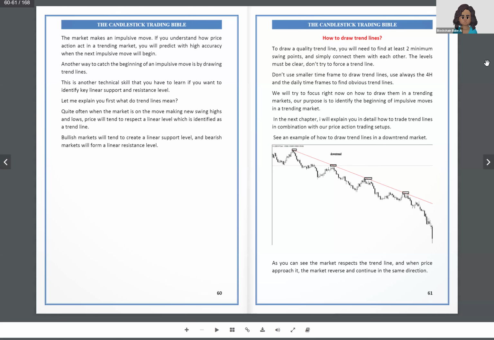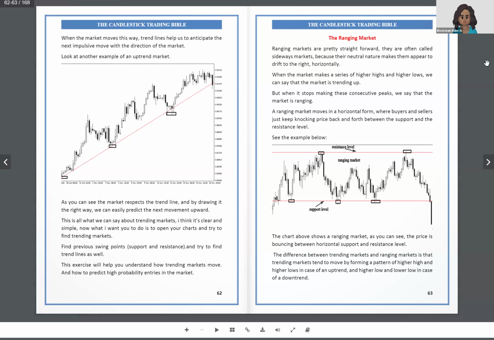So we're connecting this line, that high, and then we're going lower, connecting that line, then connecting lower. That's what the linear is. As you can see, the market respects the trend line. And when price approaches it, the market reverses and continues in the same direction. When the market moves this way, trend lines help us to anticipate the next impulsive move with the direction of the market. Let's look at another example of an uptrend market.